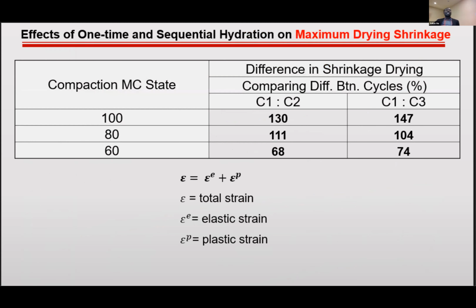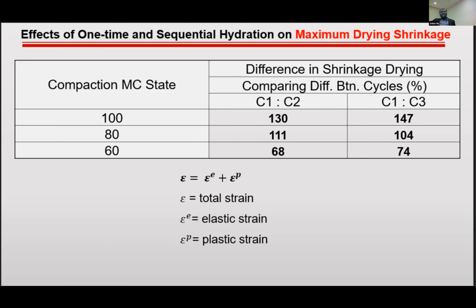So we measured over a 30-day period. We wanted to see that at the end of the 30 days, that's the maximum shrinkage that you can observe. How does it compare to the first cycle? When you compare the first cycle to the second cycle, for the 100%, the first cycle is about 130% more than the second cycle. And in all of them, the first cycle shows the highest drying shrinkage. It can be explained by this simple total strain equation.